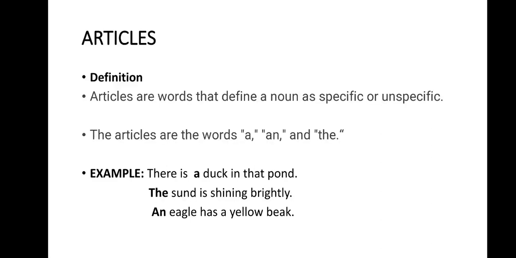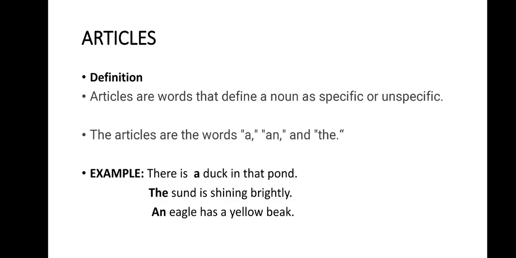For example, there is a duck in that pond. So, the highlighted word a is the article used in the sentence, and it marks an unspecific noun. The sun is shining brightly. The, so you are particular, you have only one sun, right? So you are saying the sun is shining brightly.